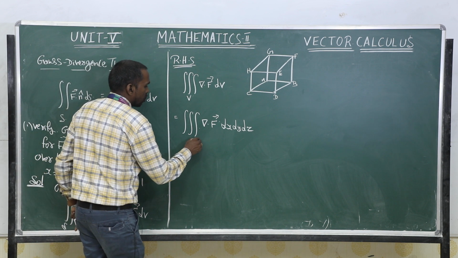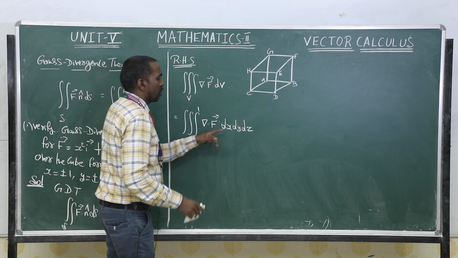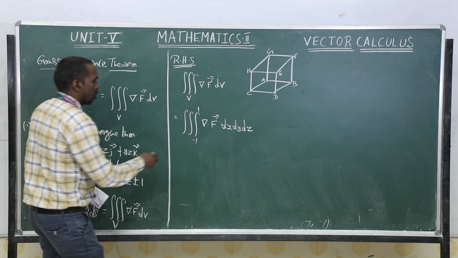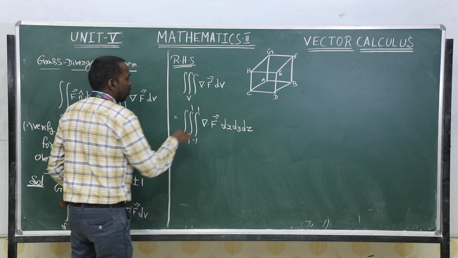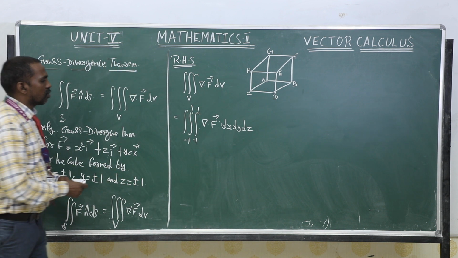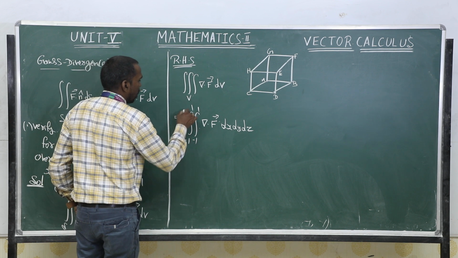I can just substitute minus 1 to plus 1. What is the y limit here? The y limit will be y equal to plus or minus 1. The lower limit will be minus 1, upper limit will be plus 1. Then next, what is the z limit? Plus or minus 1. So the lower limit will be minus 1, upper limit will be plus 1.